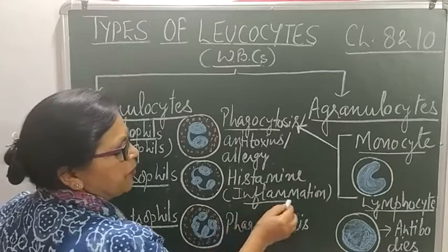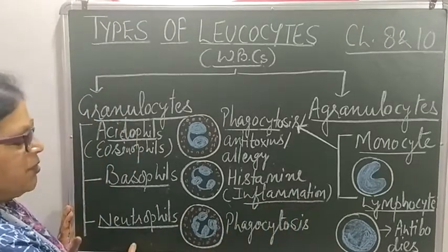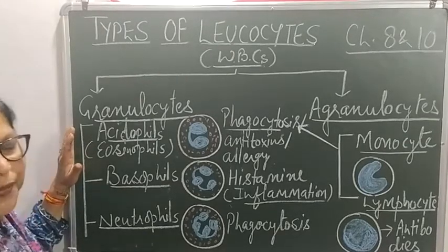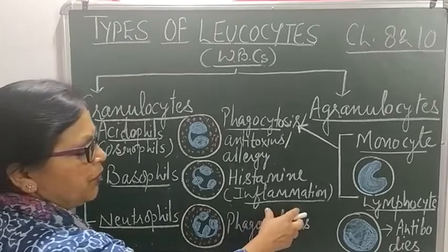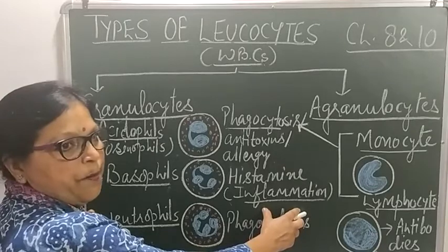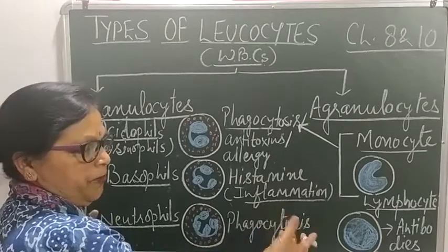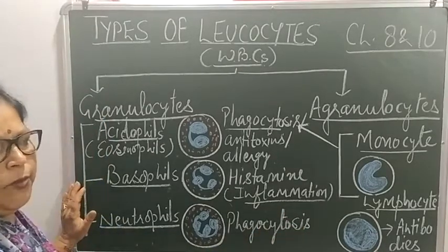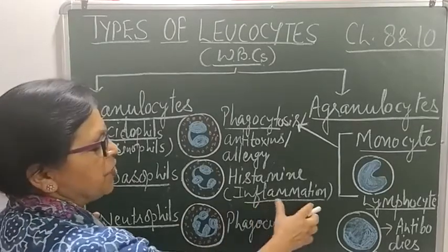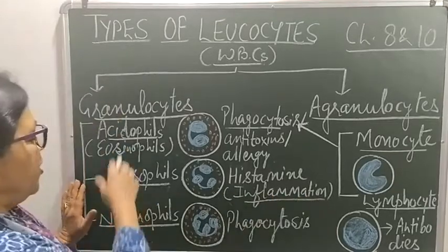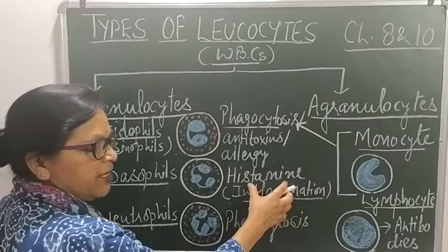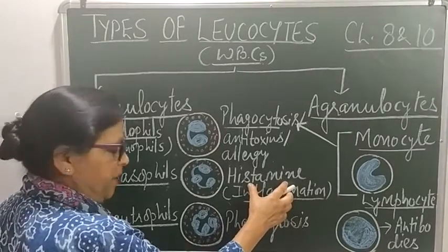Now what is this inflammation? You know, when there is injury in any part of the body, there is local swelling and redness. This condition is known as inflammation. Inflammation is swelling with burning sensation. So when there is injury, there will be swelling, pain, redness, and burning sensation. This condition is known as inflammation, and at that time these WBCs will accumulate in that place and will release histamine, which is a chemical.